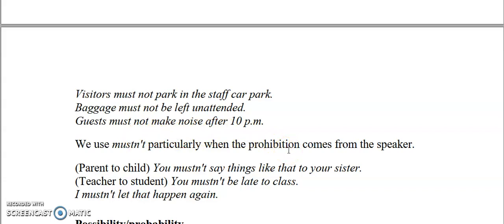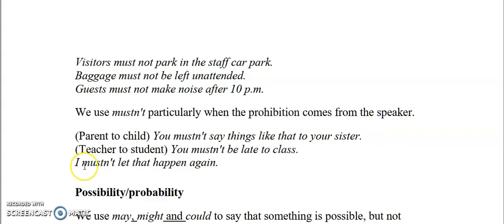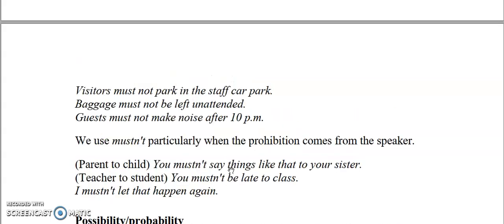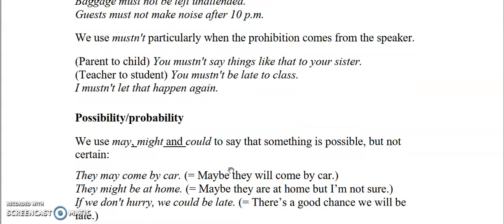We use mustn't particularly when the prohibition comes from the speaker. For instance, parent to a child: you mustn't say things like that to your sister. Teacher to student: you mustn't be late to class. I mustn't let that happen again. So for prohibition, we can use either can't or mustn't.